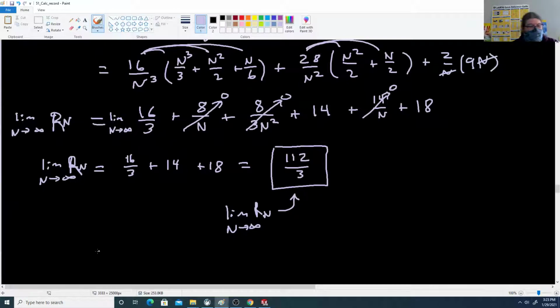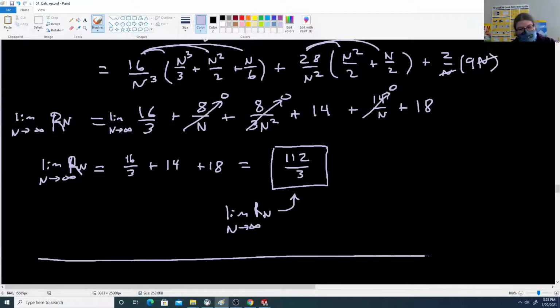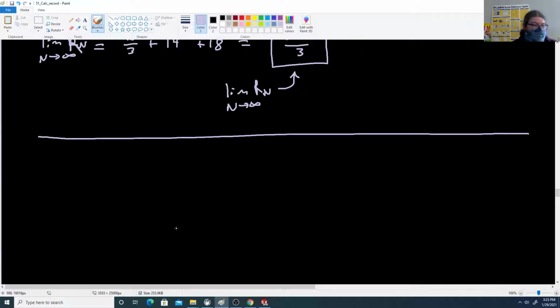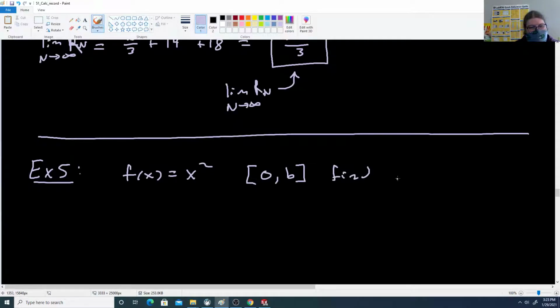Okay, so we're almost done. We just got one last example that we're going to do, and then we'll stop there. So for this final example, we're going to kind of paraphrase. We're going to look at f of x equals x squared, and we're going to look over the interval 0 up to b, and we want to find area under curve.